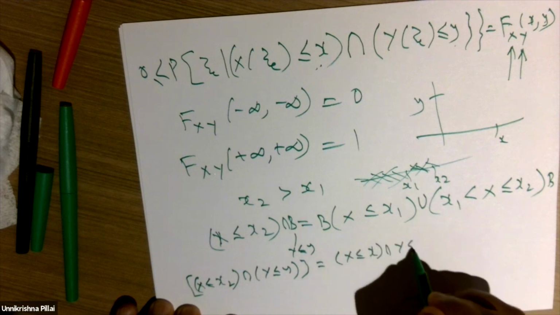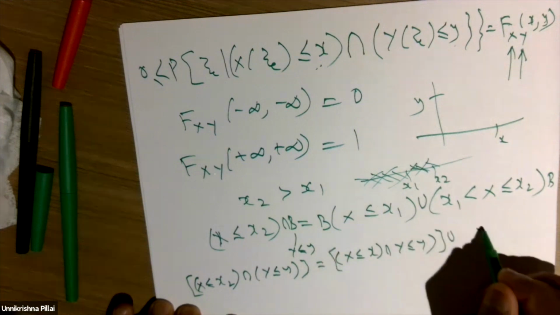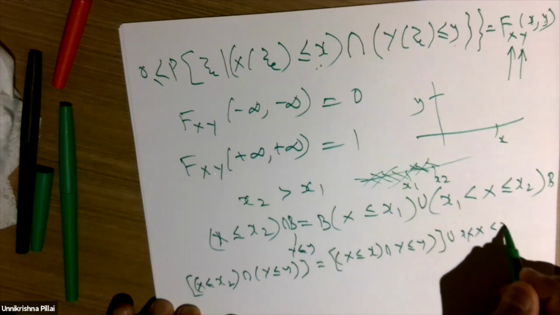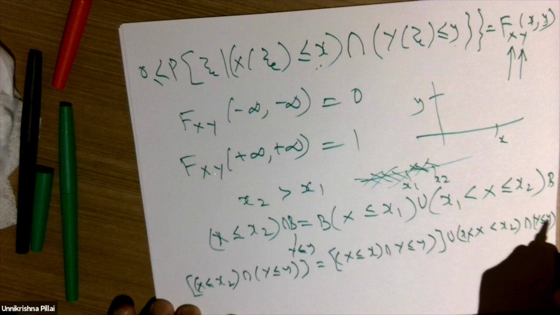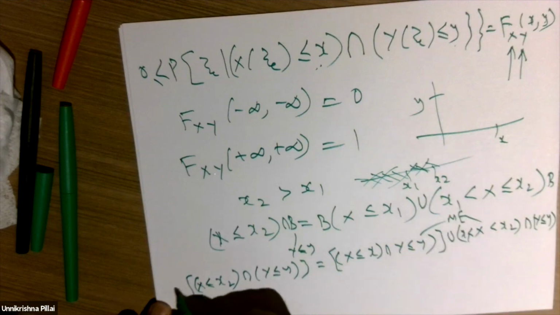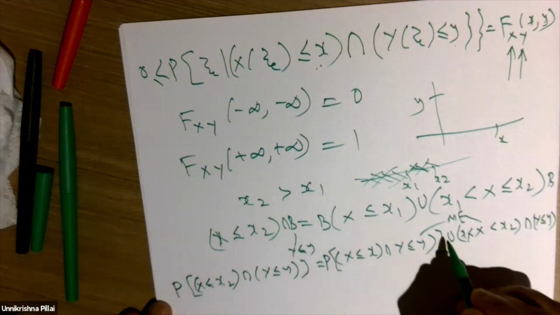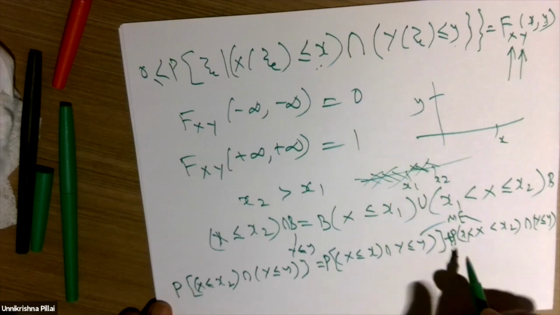Intersection with y less than or equal to y, union with x between x1 and x2, intersection with y less than or equal to y. So let's take, remember these two are mutually exclusive. So let's take the probability, I'll write it here. Probability of this is the probability of this. A union becomes plus simply because these two are mutually exclusive.